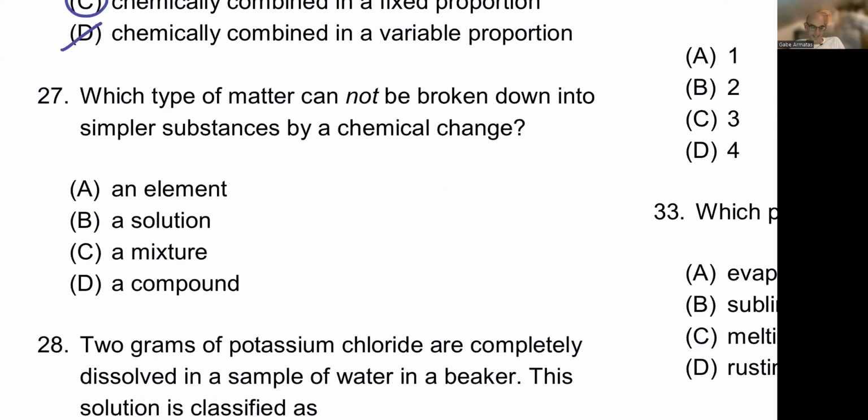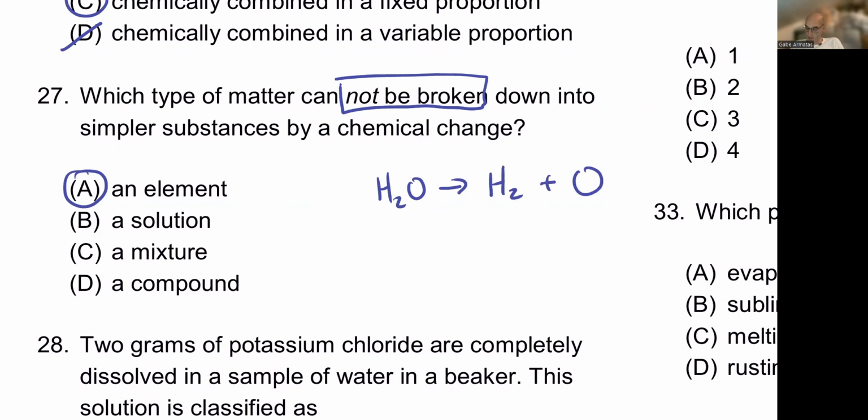Which type of matter cannot be broken down into similar substances by chemical change? Okay, anything that cannot be broken down by chemical change is the simplest version of something that we have, which is an element. Because I can take water and hit it with electricity and break it into its elements. So I go from a compound to elements. So I can break it down chemically.